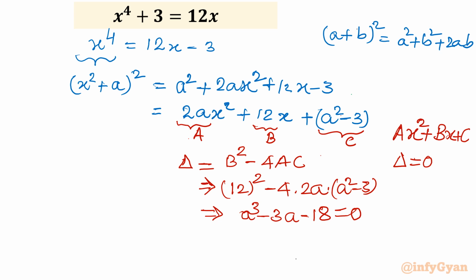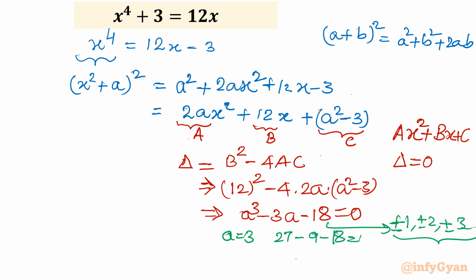There are a number of methods: we know the rational root theorem, synthetic division, everything is available. But trial and error, hit and trial or the inspection method you can also apply. See, I am going with the rational root theorem: plus minus 1, plus minus 2, plus minus 3, up to plus minus 18. If I put a equal to 3, out of these eligible factors, it will satisfy the equation. A cube is 27, minus 3 times 3, 9, minus 18 equal to 0. That means a equal to 3 will satisfy this equation.